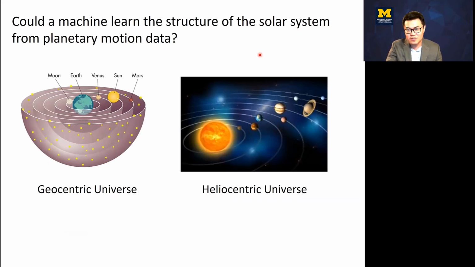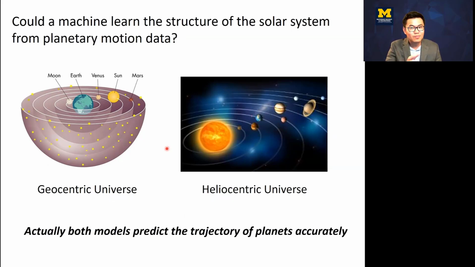Now, there's two different structures of the solar system, right? There's the old idea of the geocentric universe, where the sun and the planets moved on shells around Earth. And the second is the heliocentric universe, where the planets move around the sun. Now, the heliocentric model is so obviously ingrained in our intuition that we think that maybe it's obvious that a computer would pick the heliocentric model.